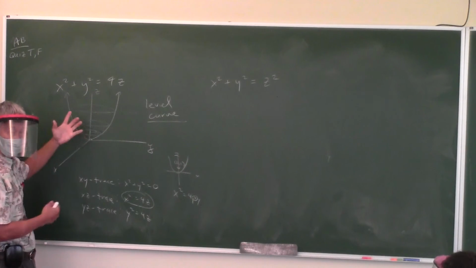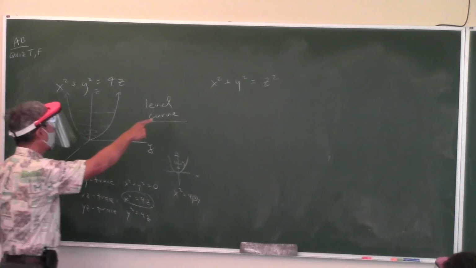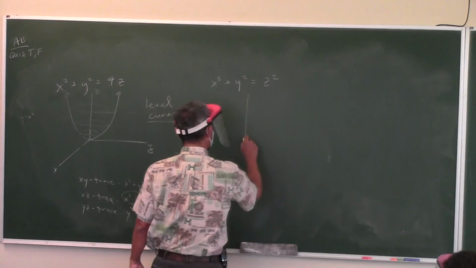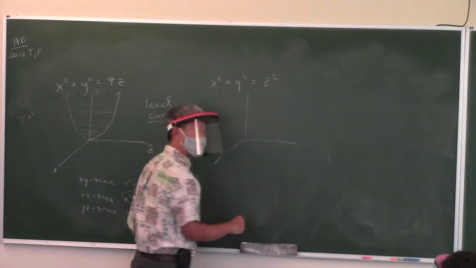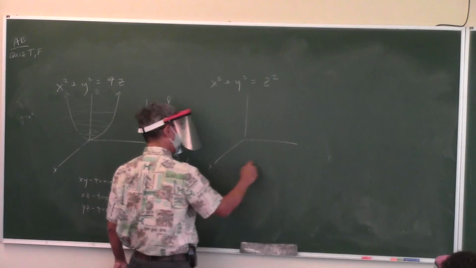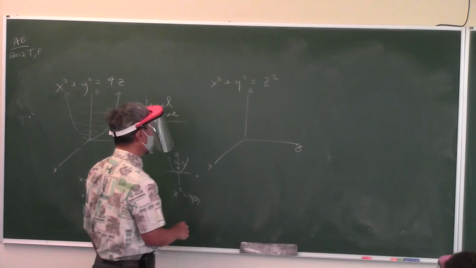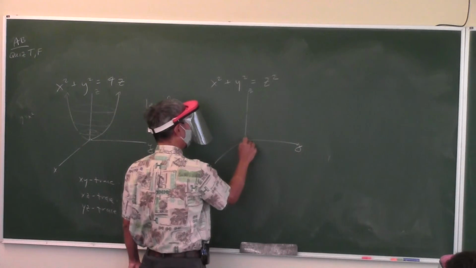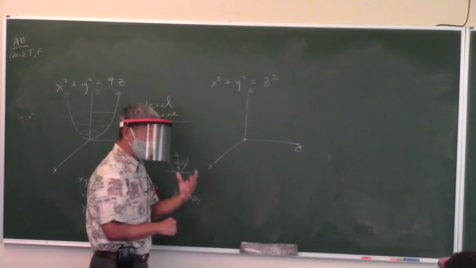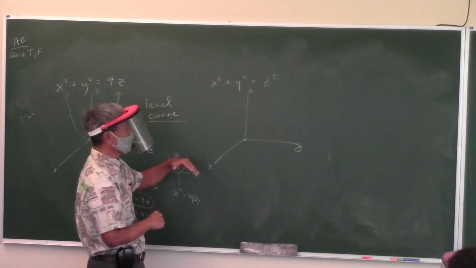It should be over there somewhere, I suppose. Okay, let's take a look at this one. In fact, you know what? Let's just go straight to the level curves. Okay, what happens when you plug in 0 for z? You get a point again, the origin, right? What happens when you plug in 1 for z?